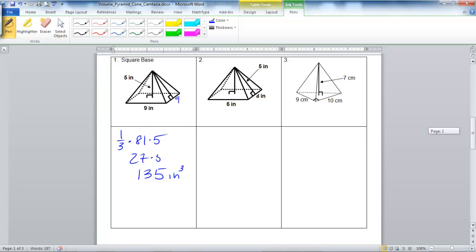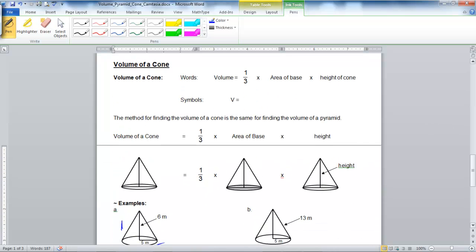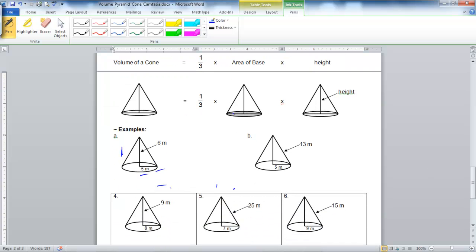We move on to the volume of a cone, which is very similar to the volume of that pyramid. It's still 1/3 the area of the base times the height of the cone. We've just converted it again to circles. So 1/3 area of the base is r squared pi, and then times the height of the cone. So here it is in pictures. 1/3 the area of that base, the area of that circle down here, times the height of the cone.